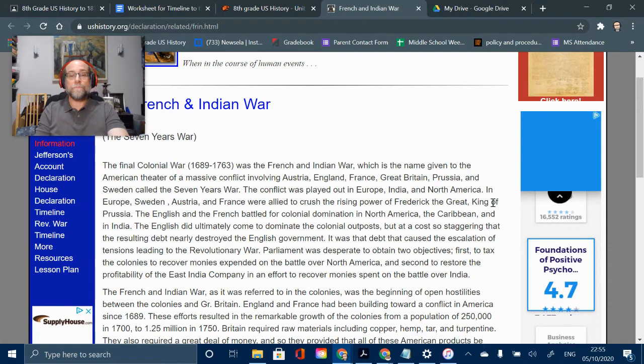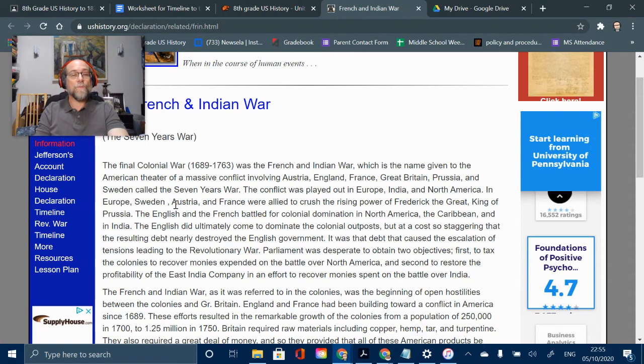In Europe, Sweden, Austria, and France were allied to crush the rising powers of Frederick the Great, King of Prussia. The English and the French battled for colonial domination in North America, the Caribbean, and in India. The English did ultimately come to dominate the colonial outposts, but at a cost so staggering that the resulting debt nearly destroyed the English government. It was that debt that caused the escalation of tensions leading to the Revolutionary War.